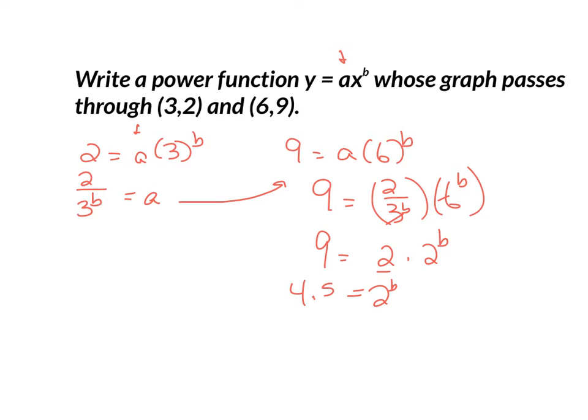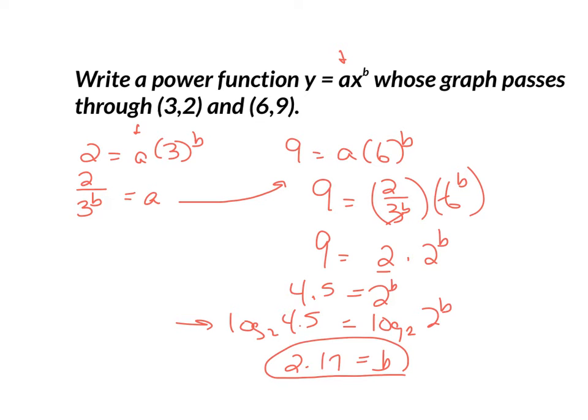Now I cannot find the same base there, so I'm going to do log or natural log of both sides. That's your choice. You may want to do log base 2, because if you do base 2, it's going to cancel on the left-hand side. So over here, I just get the b. And over here, I can punch in the change of base formula. I can just do log 4.5 divided by log 2. And when I do that, I get 2.17. So there's my b. So I know what my b is.